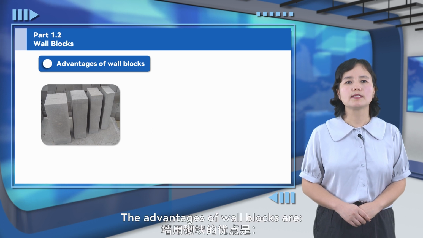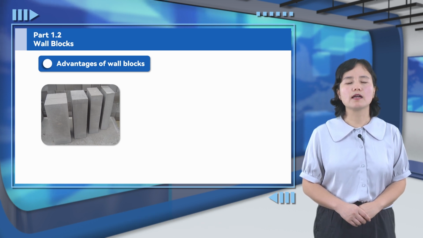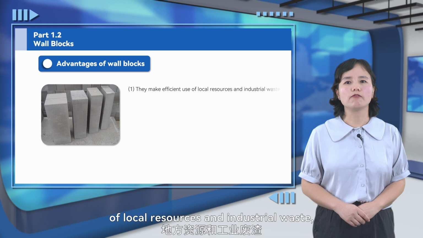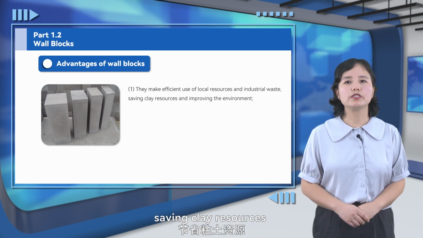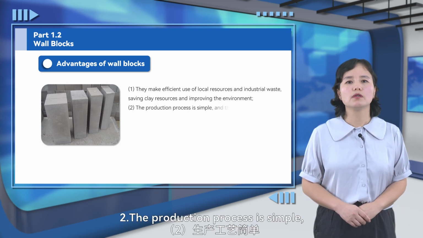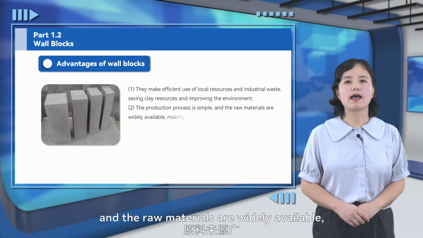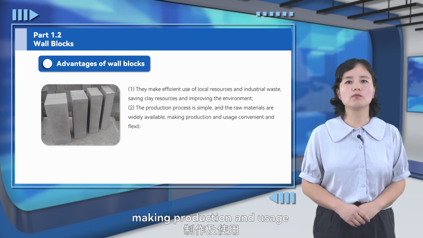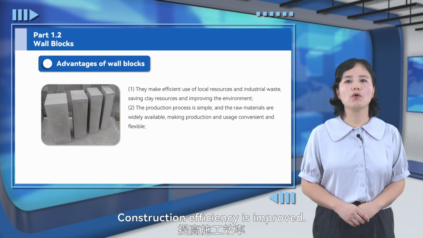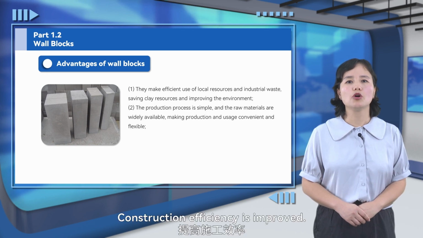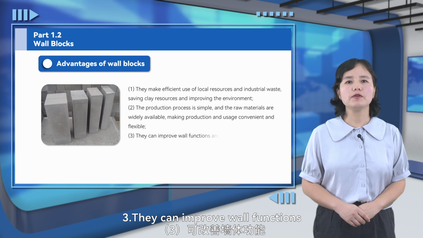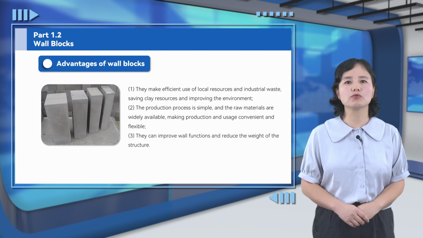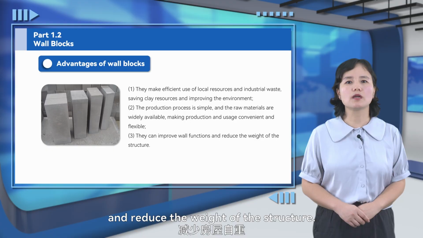The advantages of wall blocks are: 1. They make efficient use of local resources and industrial waste, saving clay resources and improving the environment. 2. The production process is simple, and the raw materials are widely available, making production and usage convenient and flexible. Construction efficiency is improved. 3. They can improve wall functions and reduce the weight of the structure.